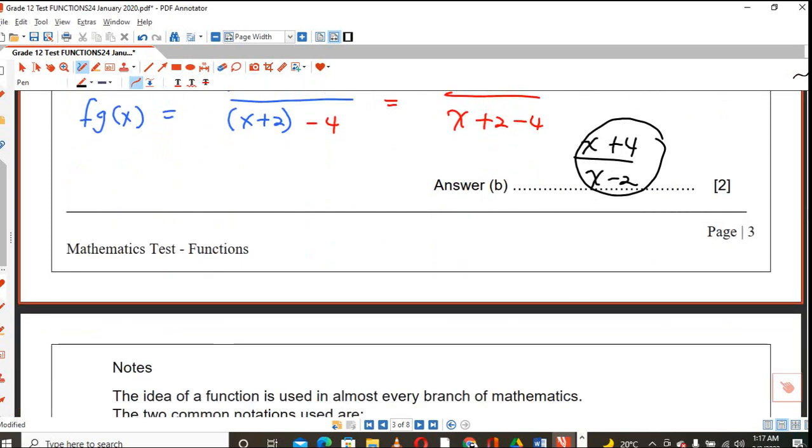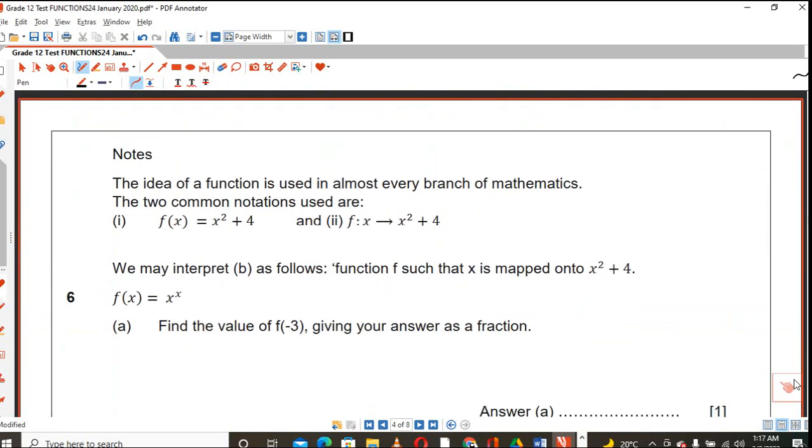fg of x. Alright, so this part here is just information. The idea of a function is used in almost every branch of mathematics.